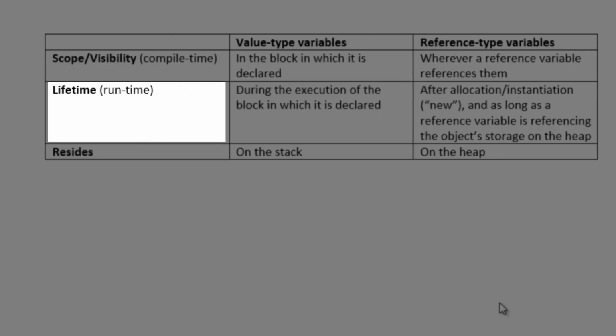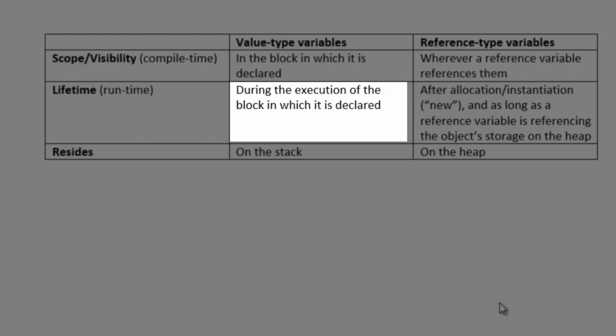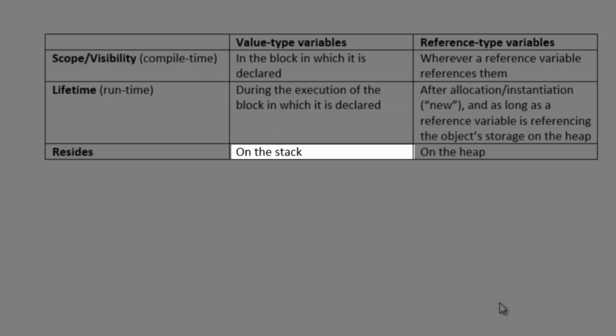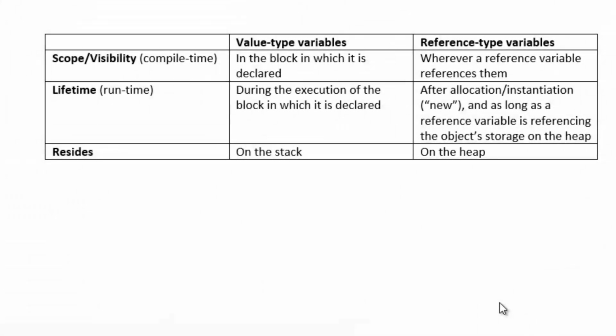For lifetime, which is a runtime concept, the lifetime of a value type variable is during the execution of the block in which that variable is declared. For a reference type variable, it's after allocation, instantiation, in other words, using the new keyword, and as long as the reference variable is referencing the object storage on the heap. So value type variables reside on the stack, whereas reference type variables reside on the heap. It's not that the data structure that stores the variable or the object is necessarily that important. It's just that the way the stack is managed is different than the way the heap is managed.